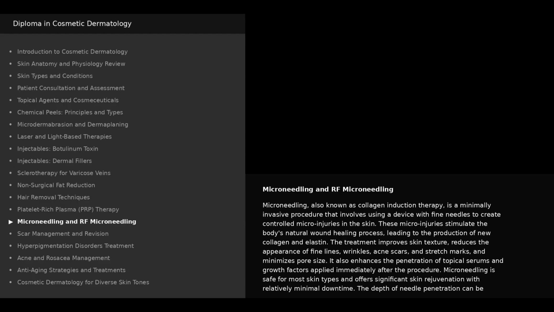Microneedling is safe for most skin types and offers significant skin rejuvenation with relatively minimal downtime. The depth of needle penetration can be adjusted based on the specific skin concern and treatment area.